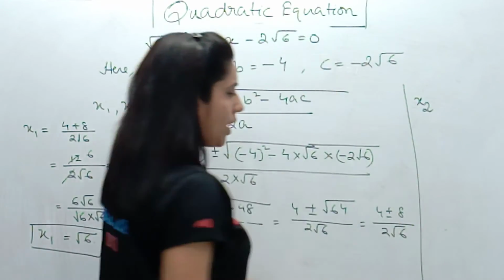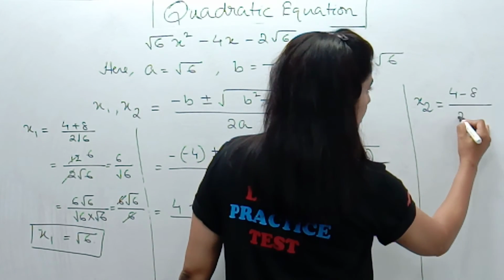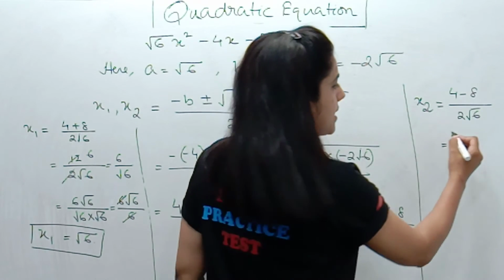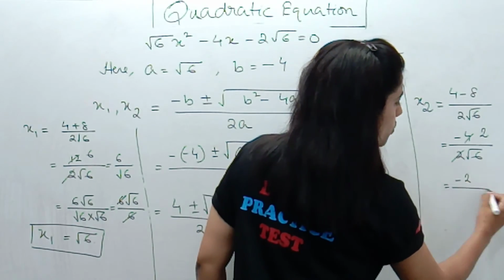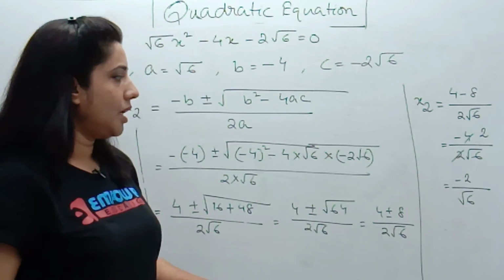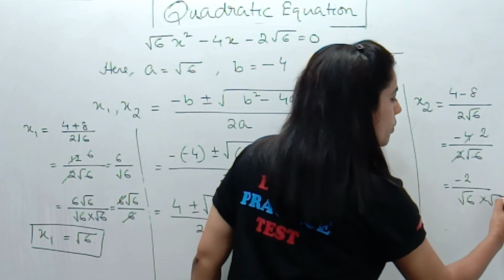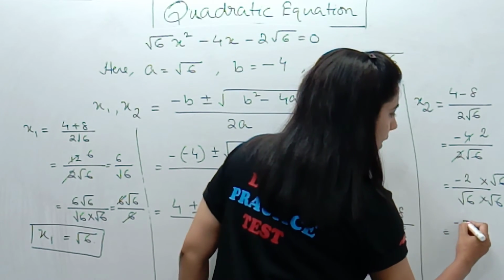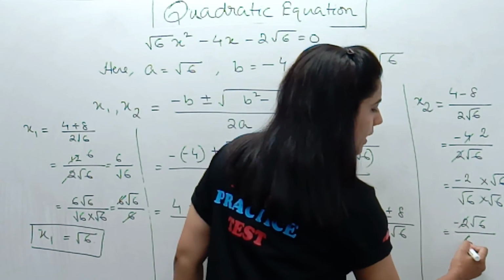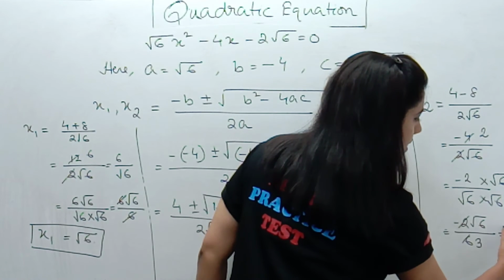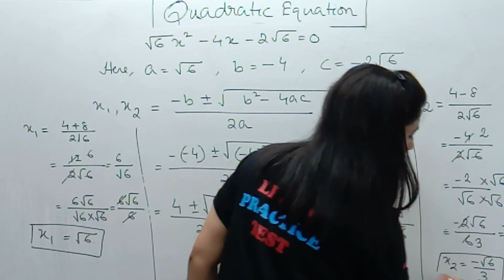For the other value, we are going to take the minus sign over here. So x2 is equal to 4 minus 8 upon 2 root 6. 4 minus 8 is minus 4 upon 2 root 6. This will get cancelled. So you are getting minus 2 upon root 6. Again the same thing, we cannot keep the root sign in the denominator. We have to rationalize the denominator. Multiply by root 6 up and down. So we are getting minus 2 root 6 in the numerator and 6 at the denominator. This will get cancelled and you are getting minus root 6 upon 3. So the value of x2 is minus root 6 upon 3.